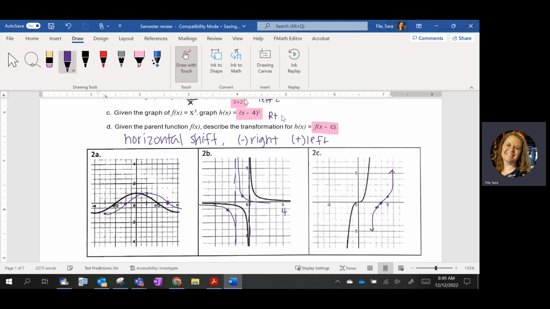Oh, didn't get my 4. Oh, I did get my 4. It just wrote it down here. That's weird.